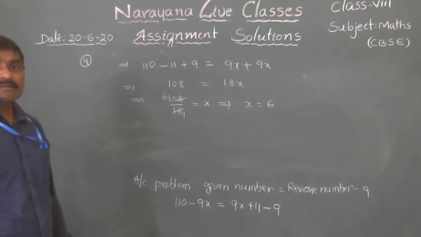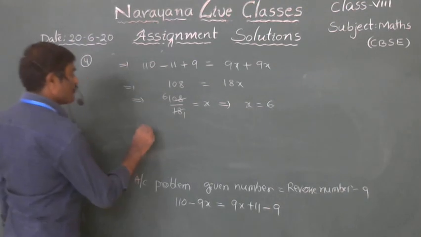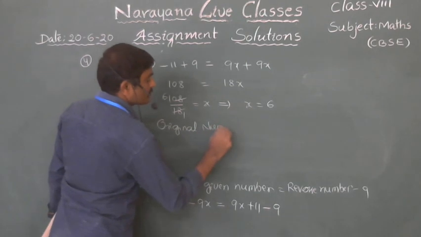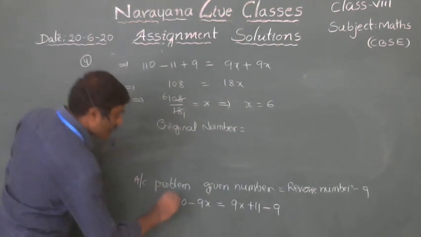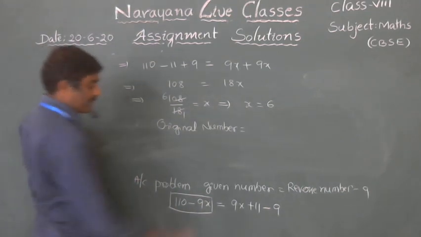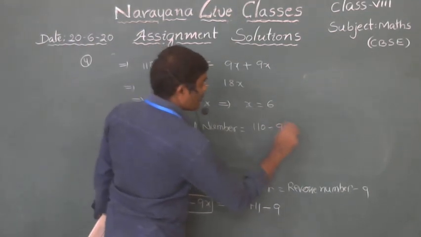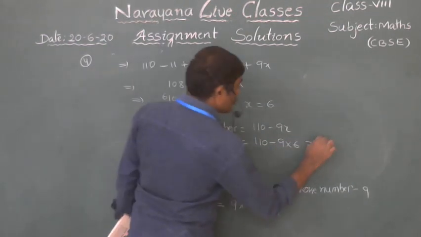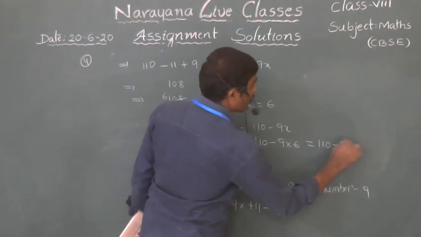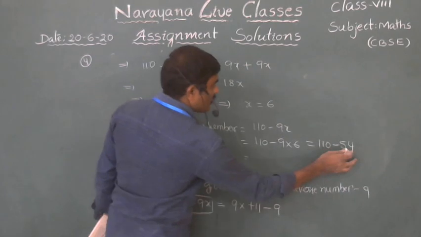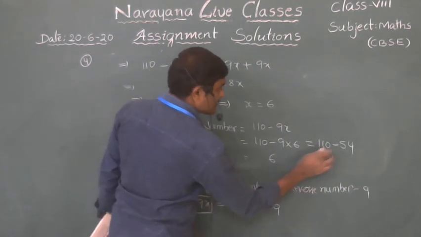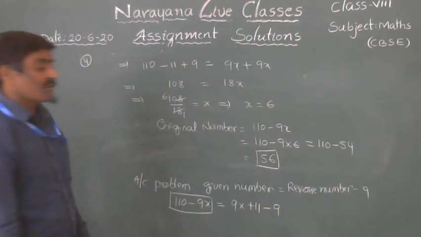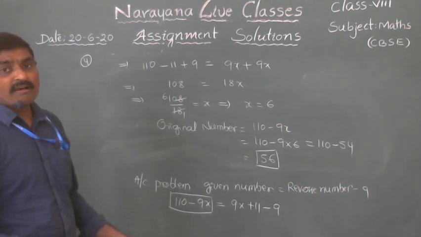Now what are we required to find? I want to find the original number. Therefore, the original number is 110 minus 9x. 110 minus 9 into x value 6. That is equal to 110 minus 54, since 9 sixes are 54. So 110 minus 54 is 56. So 56 is our original number.